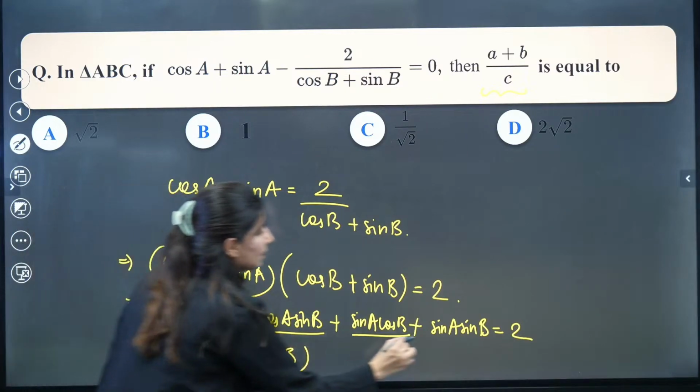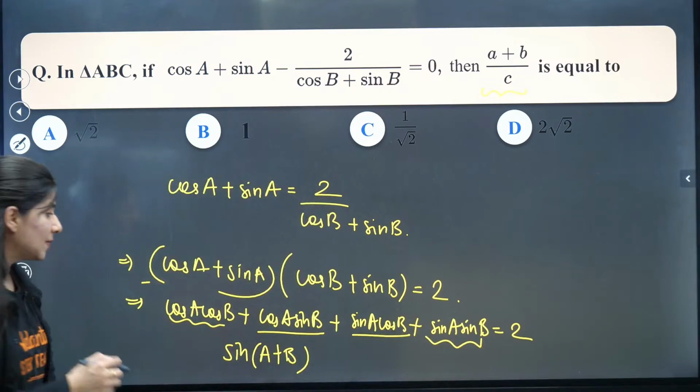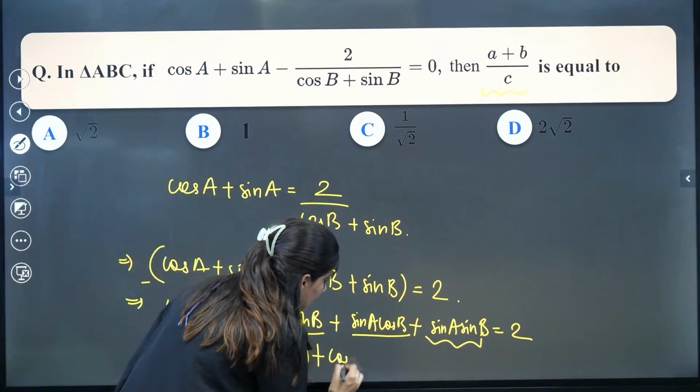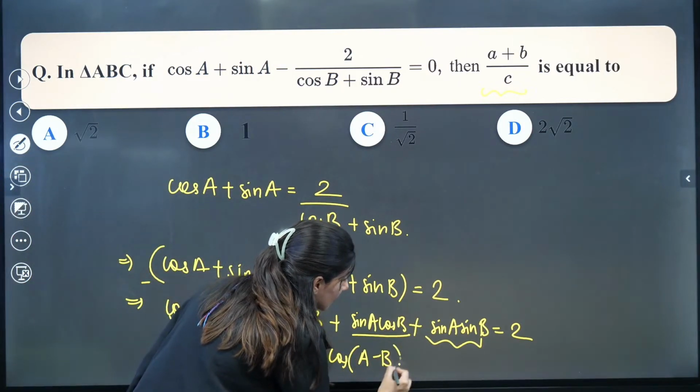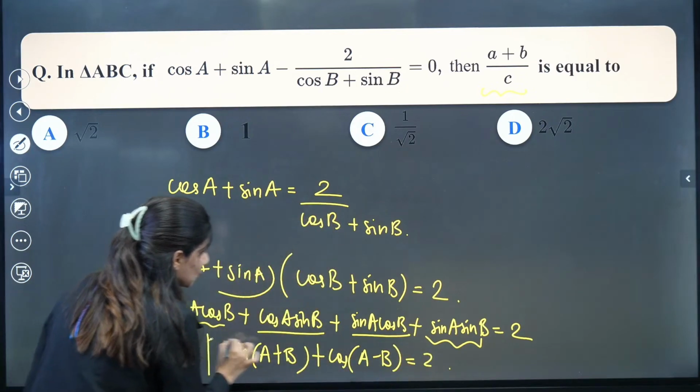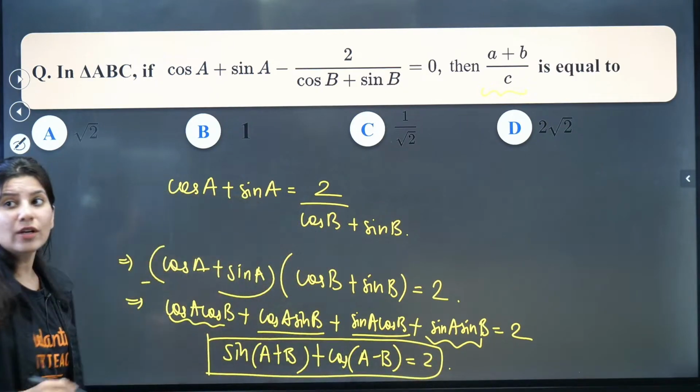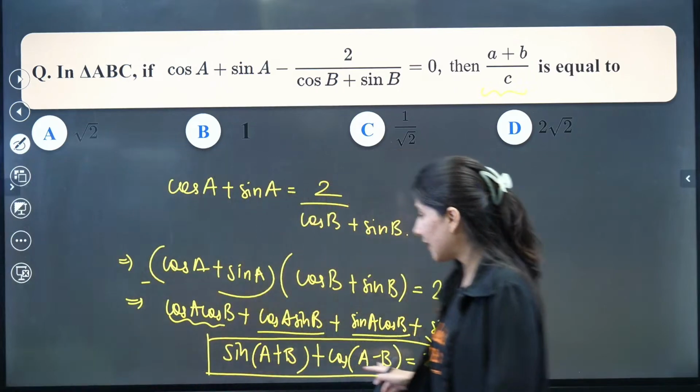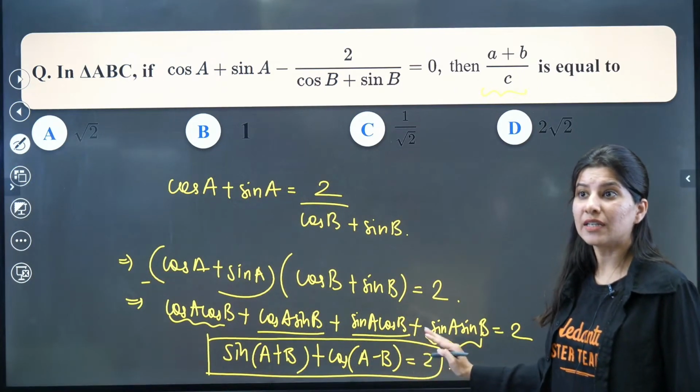And cos A cos B plus sin A sin B. Cos A cos B plus sin A sin B is nothing but cos(A minus B). And this is going to be 2. All right, so we have got this expression now. Understand this expression nicely.